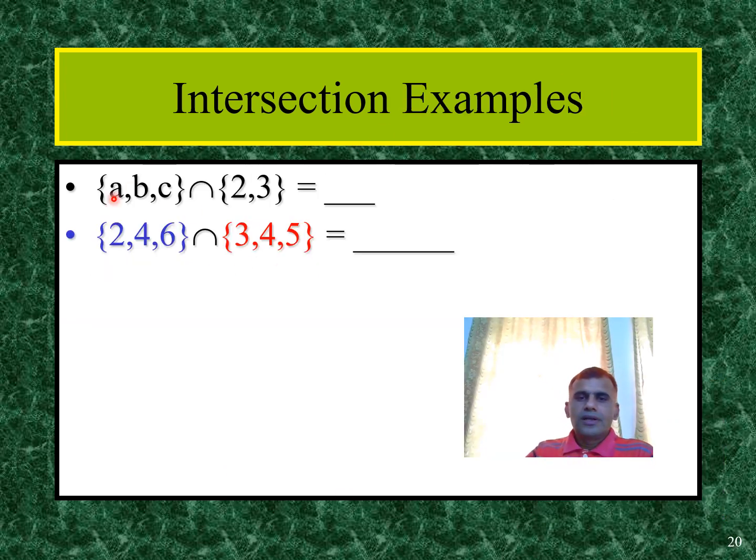Intersection examples. Now see these two sets. Same examples I've taken, and common between them is nothing. In this one, common is a singleton set containing 4.